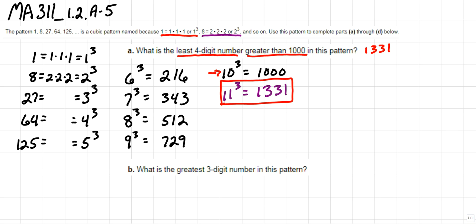So now we'll go on and do part B. Part B simply states, what is the greatest 3-digit number in this pattern? Since we've already gone ahead and done that, we know that the greatest 3-digit number in this pattern is going to be 729.